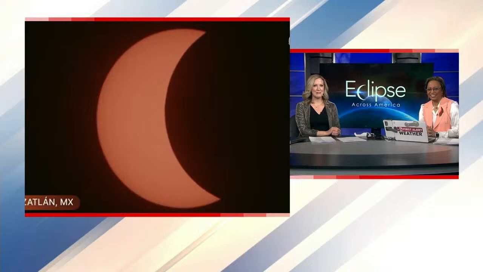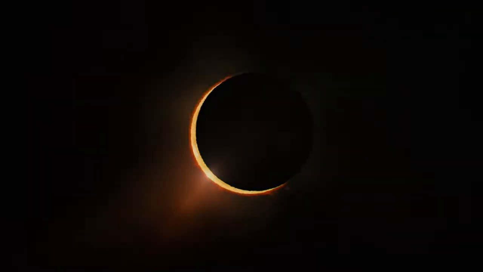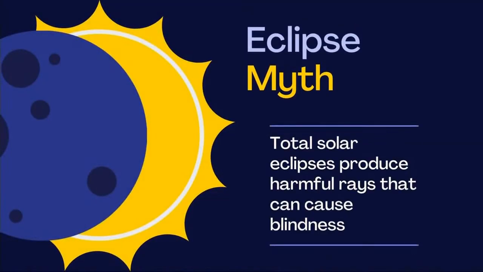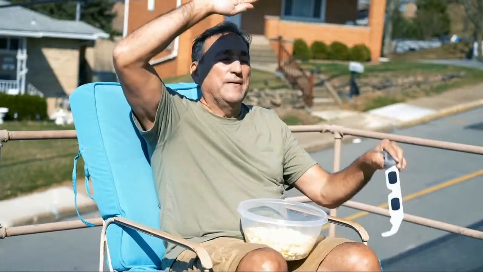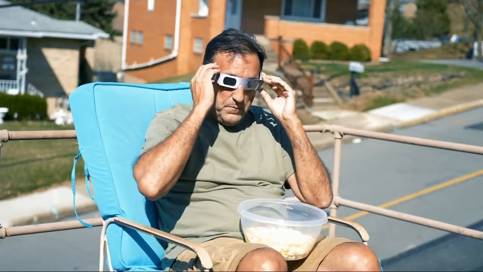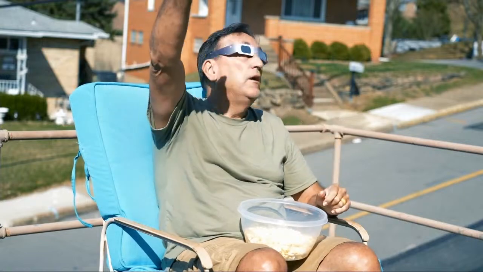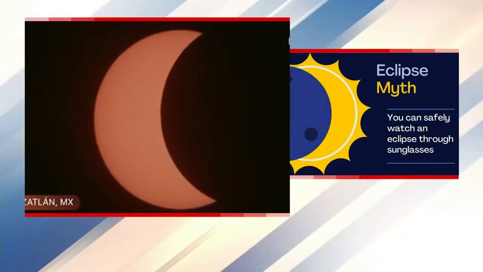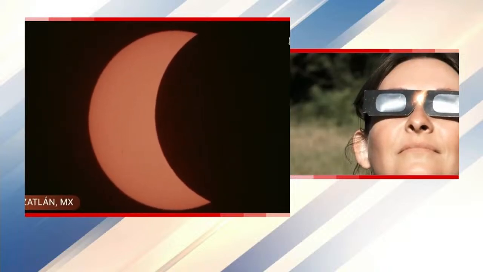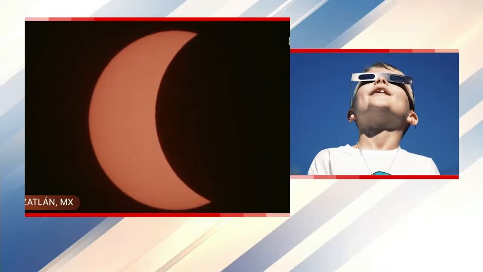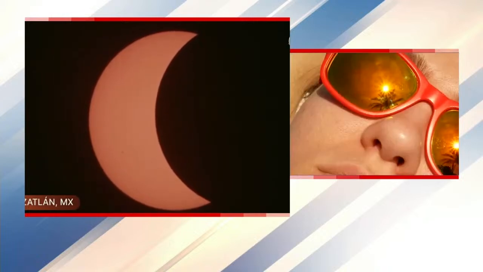Let's take a look with meteorologist Matt Ritter, who's going to separate fact from fiction when it comes to some of these. The first myth: the total solar eclipse produces harmful rays that can cause blindness. Fact: the brilliant corona only emits electromagnetic radiation. There is nothing that can cause blindness. The real danger is looking at the exposed sun without proper protection. That could damage your retinas. Myth: you can safely watch an eclipse through sunglasses. Fact: as we've reported several times, you must have certified eclipse glasses for optimal safety. Sunglasses do not provide adequate protection.